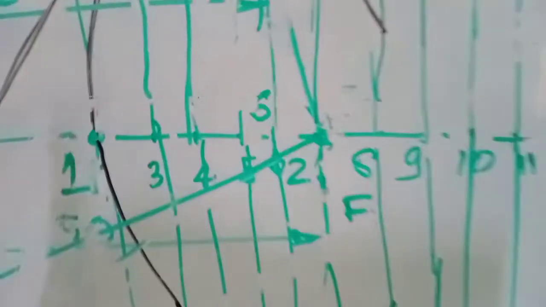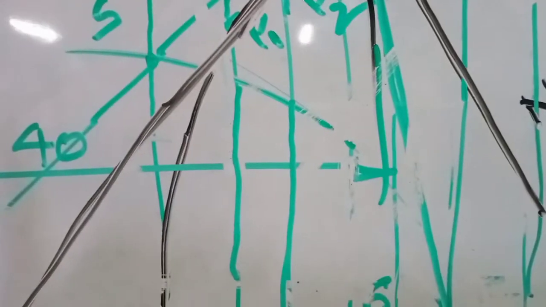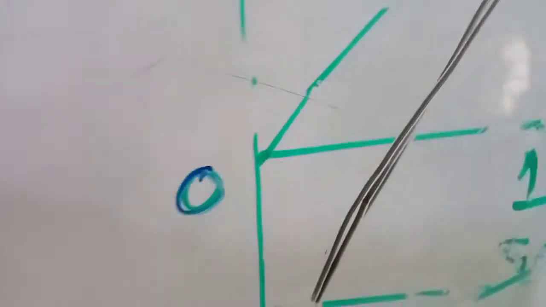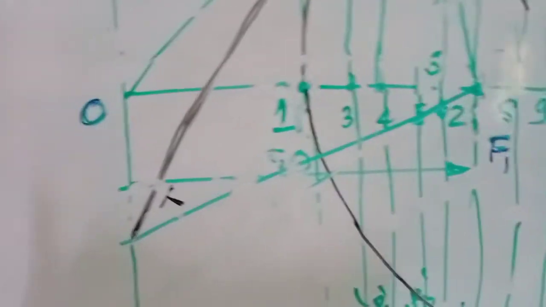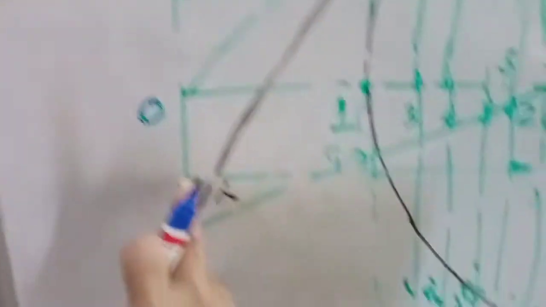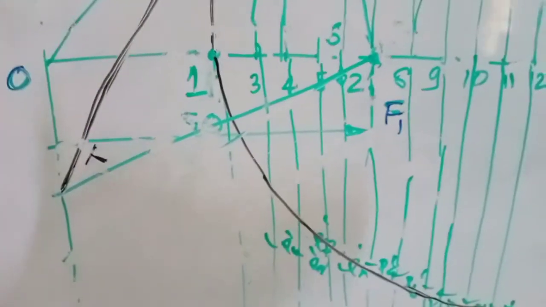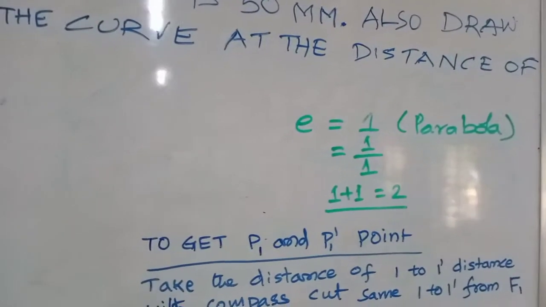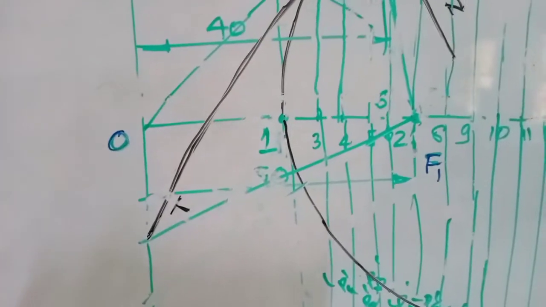Please wait for a while, I am marking it: OF1 is O to F1, equivalent to 50 mm. You mark this distance from this point to this point, 50 mm. So how many divisions do we have to make? 1 by 1, as I am showing, is equivalent to 1 plus 1, which is 2. That is, this OF1 we have to divide into 2 divisions.